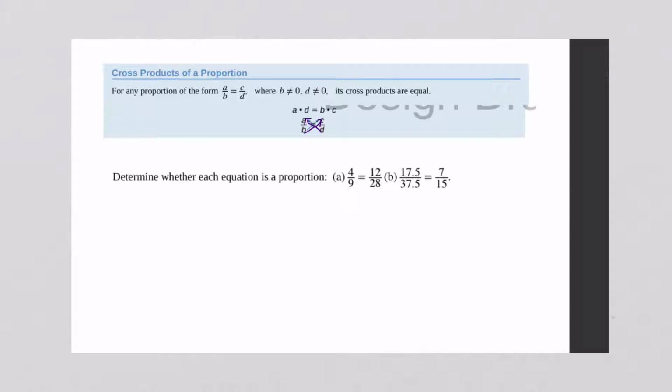So let's look at part A here. 4 is to 9 as 12 is to 28. So here's how you check it. You want to do the cross product, 28 times 4. Whenever you multiply that, you get 112. So I'm going to write this 112 above that 4. Whenever I multiply 9 times 12, I get 108. Those are not equal, so part A, not a proportion.